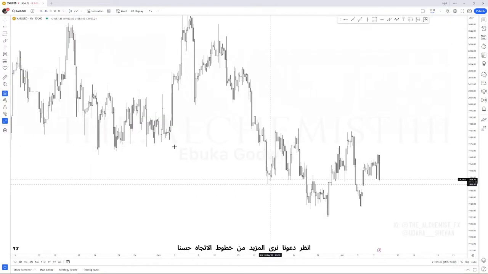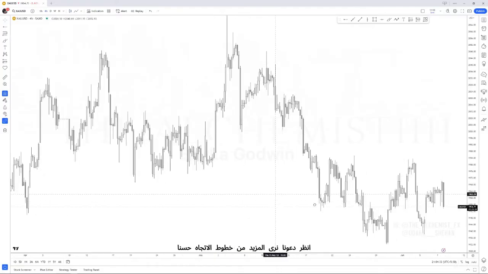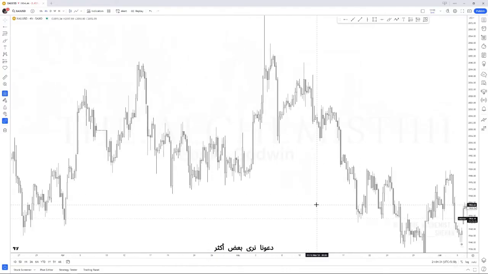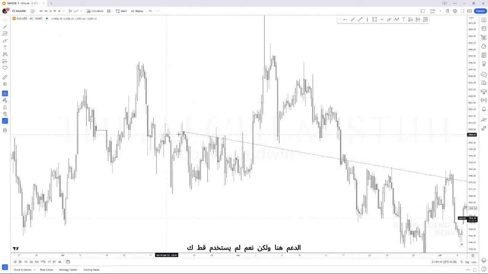So let's see some more trend lines. I think we had a good one here. Nah, it wasn't used properly. It was used as a support in here, another support in here, but never used as a support. A resistance in here, but never used as support. That's okay.